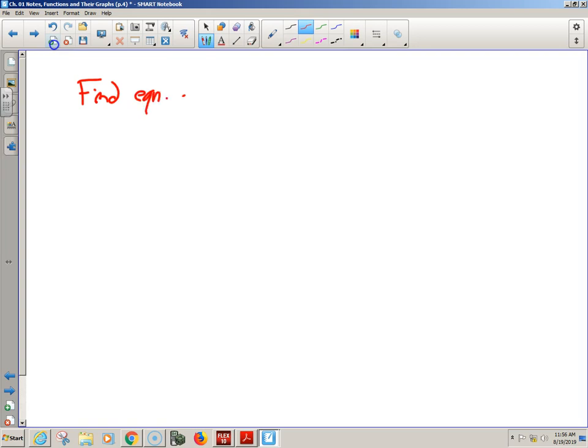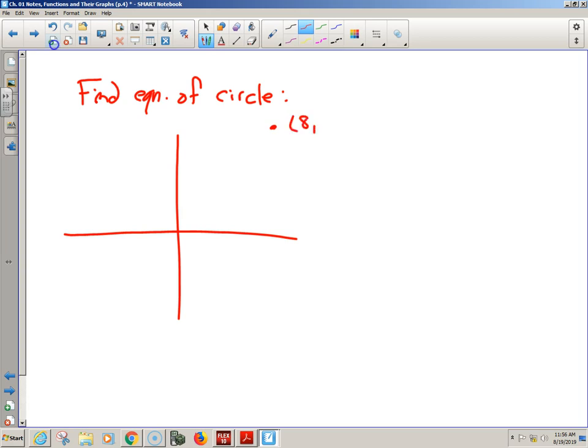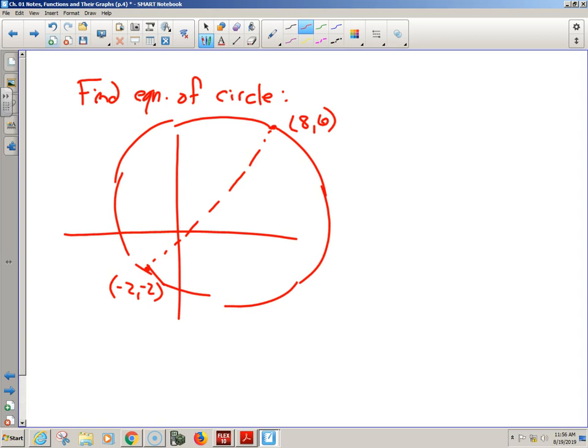What did I give you this one? The diameter, the endpoints of the diameter. If anybody's done homework yet, you're like, oh, that was a thing. That was kind of hard.